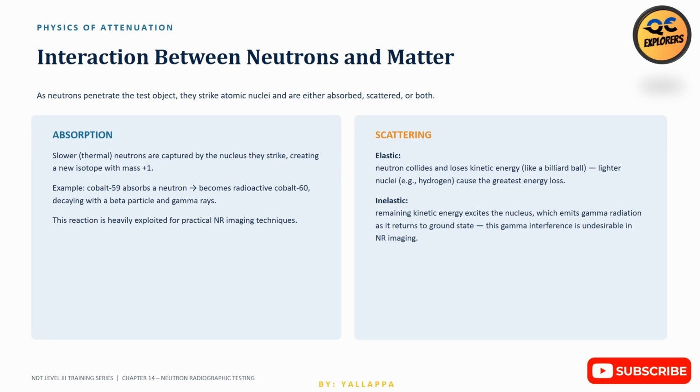Hydrogen is particularly effective at slowing neutrons through elastic scattering because its nucleus has nearly the same mass as the neutron. This is one reason why hydrogen-rich materials interact so strongly with thermal neutrons.